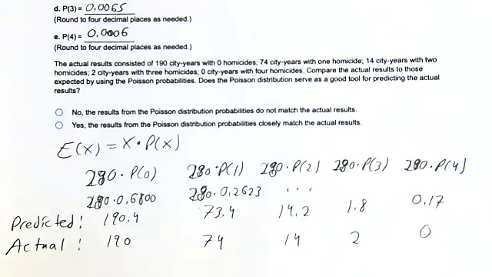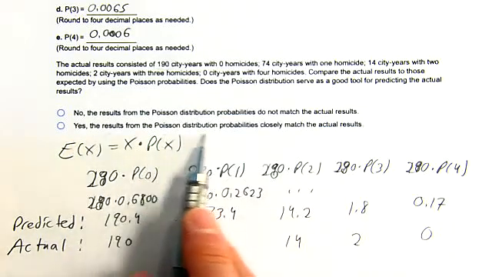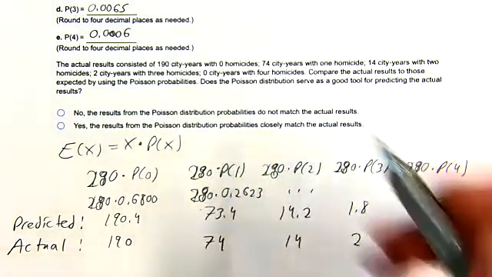And now they want us to compare again. So we predicted 190.4 for 0 homicides. There were actually 190. For one homicide, we predicted 73.4. There were actually 74. 14.2. So if you look at these numbers, they're all pretty close again. You see that? So once again, these numbers are very close. So we would say, yes, the Poisson distribution closely matched the actual results.